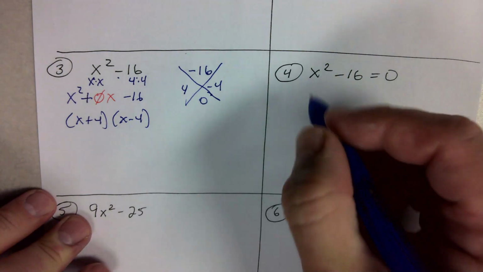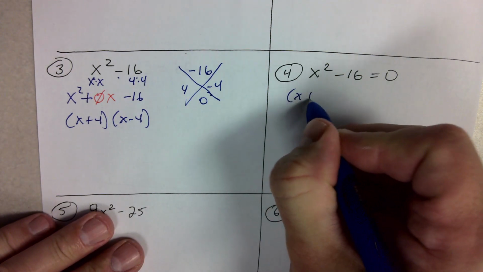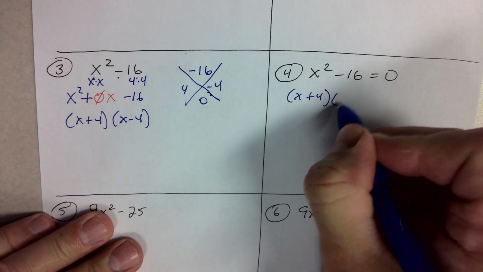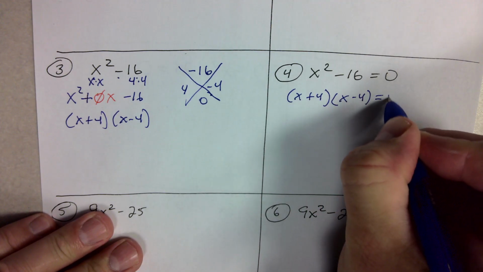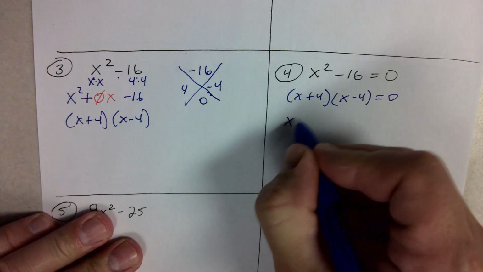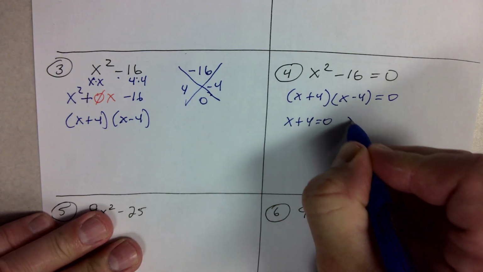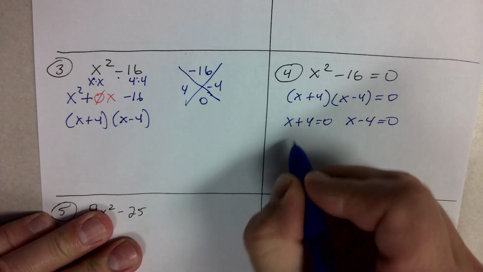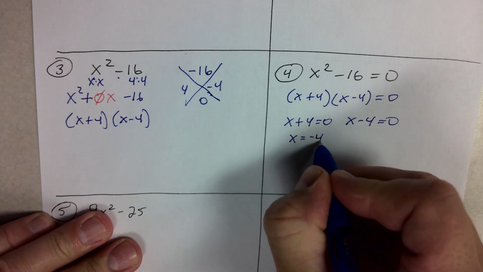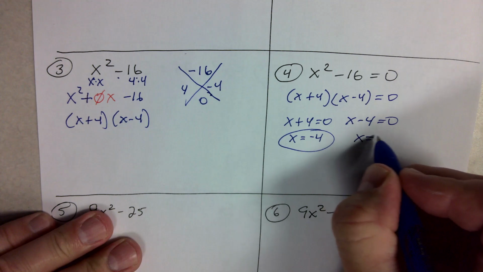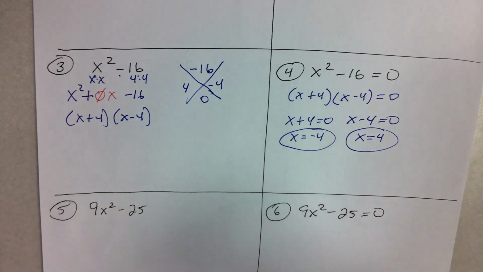Okay, so I come over here. This is an x plus 4, x minus 4 equals 0. So x plus 4 equals 0, x minus 4 equals 0, x is equal to negative 4, x is equal to positive 4. So if it says solve it, we take it a step further.